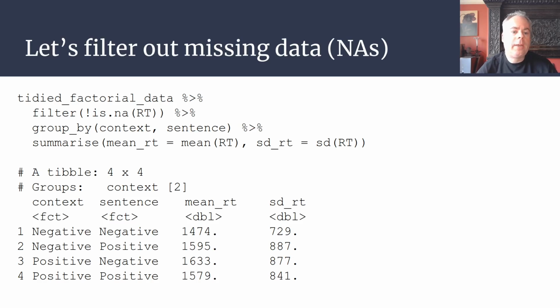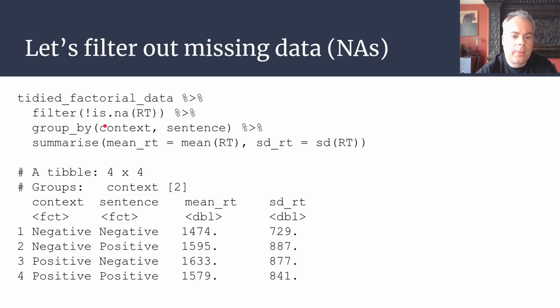So we now need to just modify our piped commands to filter out the missing data. And there are several ways you can do this. The way I'm going to do it is by taking our data frame, tidied factorial data, and then I'm going to filter out cases where we don't have missing data. So we're basically applying this line here, and this is going to effectively exclude those rows where we have missing data and pass through to the pipe here only cases where we do actually have complete data.